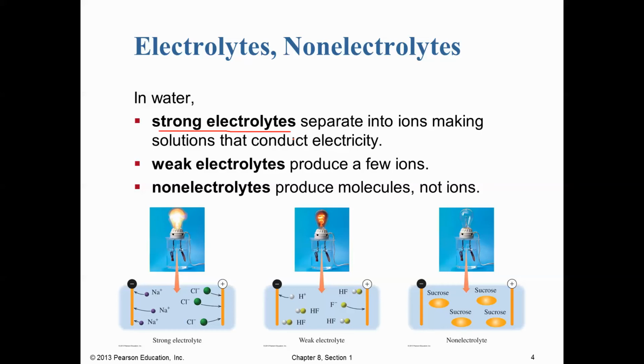We're going to cover that in a future chapter, so don't sweat that for now. Just do remember, though, ionic compounds, strong acids, strong bases are strong electrolytes. Now we also have weak electrolytes. And so weak electrolytes, they produce some ions, but not very many in solution. And weak electrolytes are going to be weak acids and weak bases.